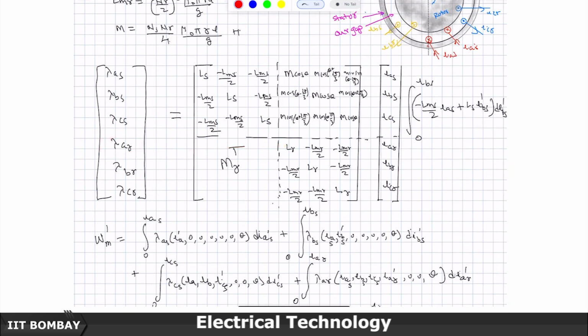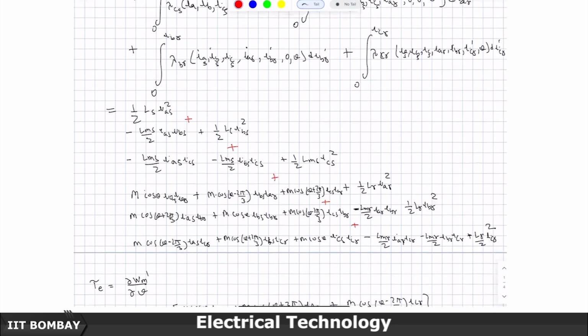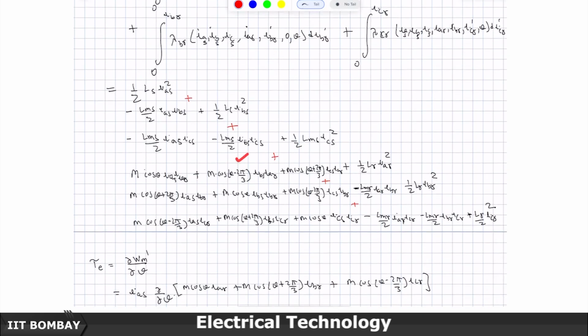I still do not need to worry about these last two terms because these currents are 0. So, I need to worry about these 4 terms, of which this term I have already accounted. Now, the first 3 terms of the fourth row are nothing but the first 3 terms of the fourth column, is it not? So, the first term was M cos theta, then what would be the next term? The next term will be M cos theta minus 2 pi by 3, into IBS of the stator times IAR of the rotor.